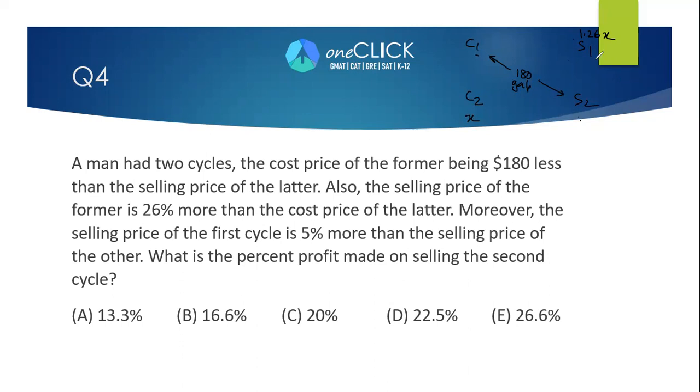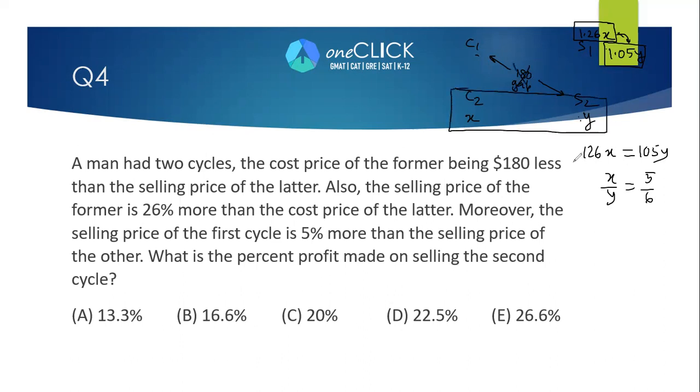Now the selling price of the first cycle is itself 5% more than the selling price of the other. So if this were y, because let's take another number, this would be 1.05y. Now you are basically saying that these two are the same thing because both are the selling price of the first item. So we have 126x equals 105y. So x over y is 21 will cancel, 5 over 6. Now the question they have asked is the profit on the second one, so we are interested in x and y only. So this 180 is actually pretty useless. So we have x as 5 and y as 6. That's the proportion.